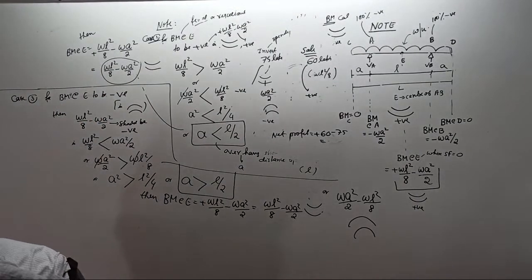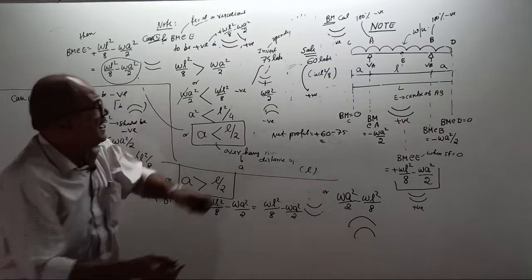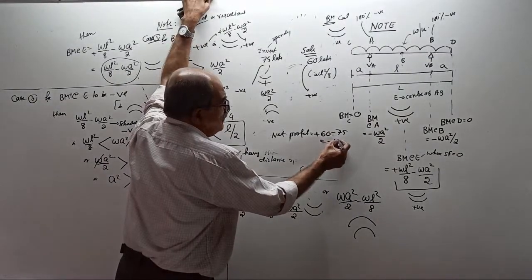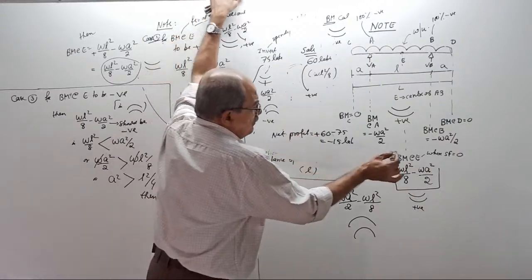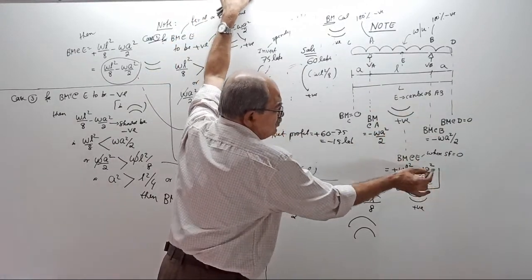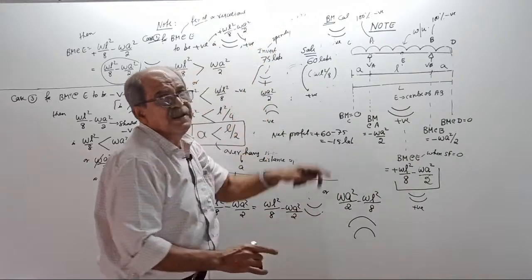Profit is positive. Tell the answer fast. Why do you want a calculator for that? It is minus 15 lakhs. So, see, WL square by 8 minus WL square by 2, this is bigger. That is going to be negative.